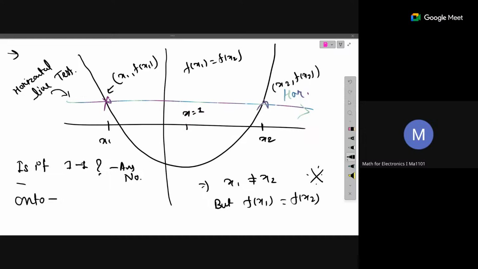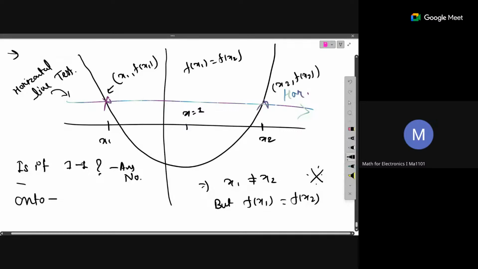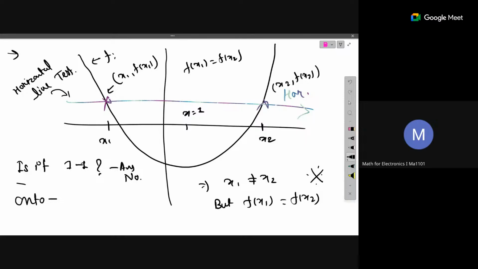For onto, can you guess using the graph? What does onto say? And I am assuming that it is a function from real number to real number. The domain and codomain are real numbers. So here I am assuming that f is from real number to real number. Okay. So what about onto?